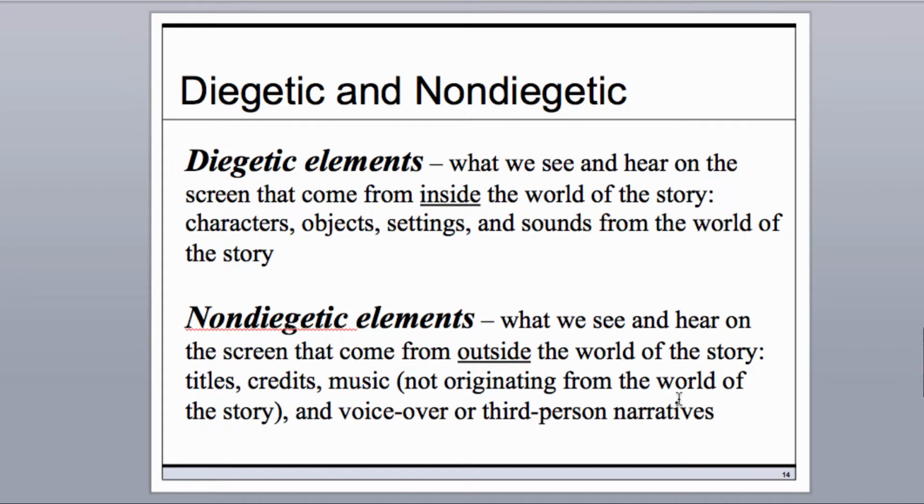Then you have diegetic and non-diegetic. Diegetic elements are what we see and hear on the screen that come from inside the film world or part of the story. So diegetic elements would relate to characters, objects you see, settings in each scene, sounds from the world of the story that you can identify with.